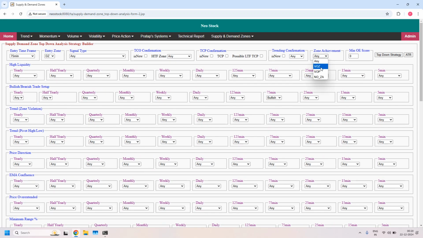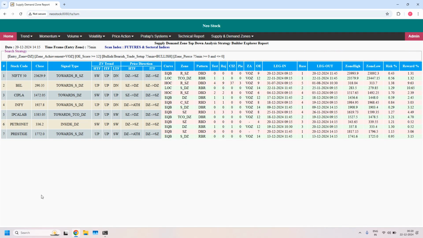Zone achievement violated opposing zone. Minimum odd and hands score 12. All three filters are applied to the 75 minutes demand zone. So with these filters, we got 7 stocks. These 7 stocks are supporting bullish trade setup for weekly income trade, and the entry zone is 75 minutes demand zones. All these 75 minutes demand zones are supporting bullish trade setup for weekly income trade.